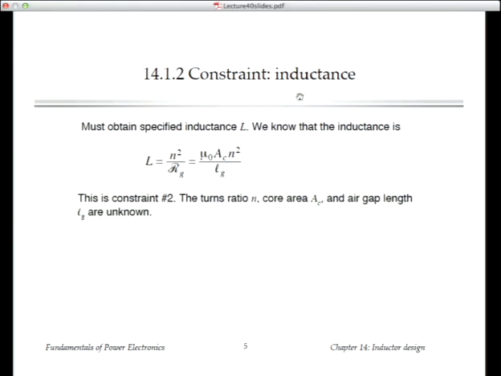Okay, second constraint. We want to obtain a certain inductance. So we previously worked out what the inductance is, and we have a formula for that. So I'm not going to rederive that. But here's the formula. In this formula, L is given. We've already decided what inductance we want. We know mu naught, but we have three unknowns: the core area, AC, the number of turns, and the gap length. So we've added an equation, but we also have one more unknown.